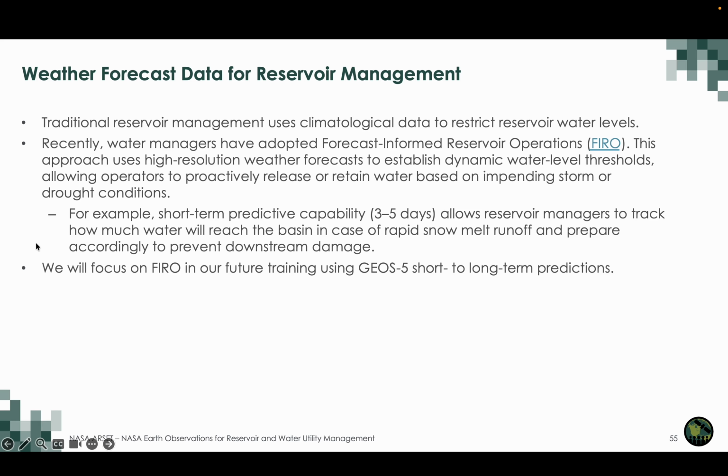So for example, short-term predictive capability, 3 to 5 days, as in GEOS 5 FP, allows reservoir managers to track how much water will reach the basin in case of rapid snow melt runoff and prepare accordingly to prevent downstream damage. So our next training will focus on FIRO in using GEOS 5 short-term prediction, and then subsequently we will also focus on long-term prediction and impact on reservoir management.